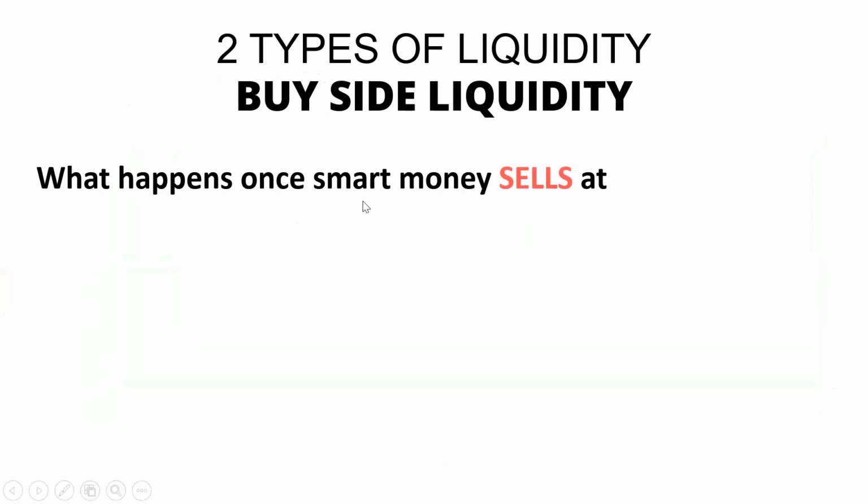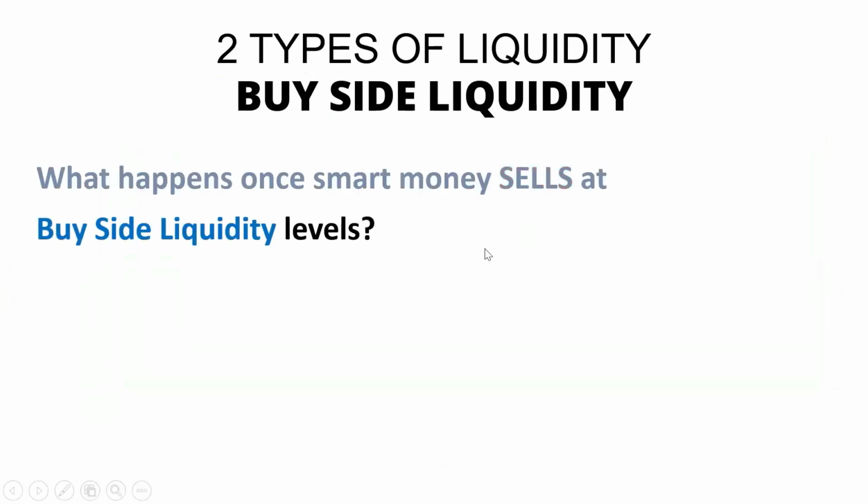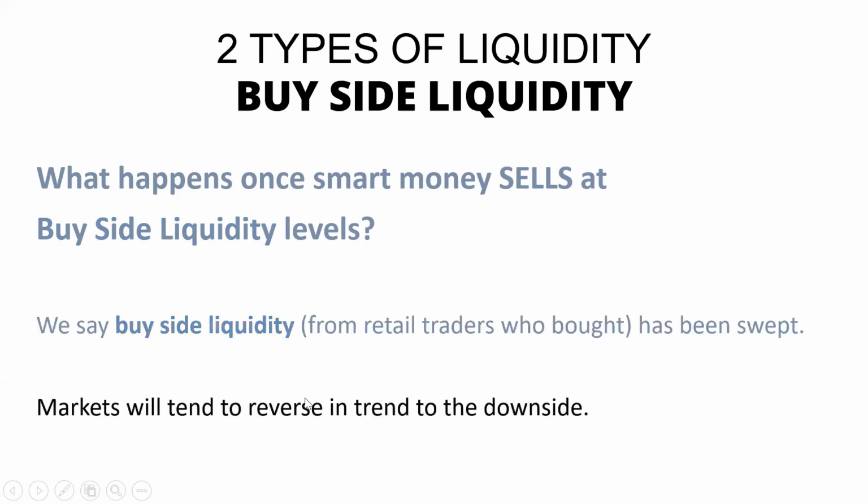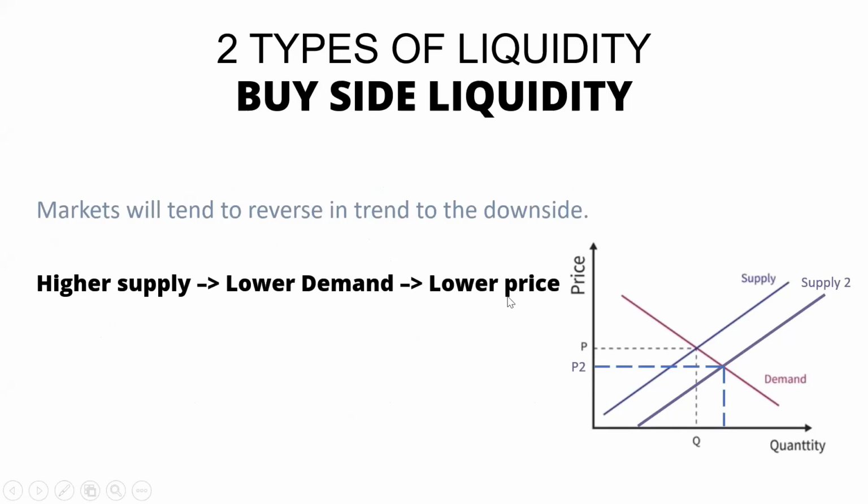So what happens once smart money sells at buy side liquidity levels? We say buy side liquidity from retail traders who bought has been swept. Markets will tend to reverse in trend to the downside. So high supply, lower demand leads to a lower price. The supply changes, and we can see that the supply becomes a higher quantity and the price becomes lower, which brings the price further down.